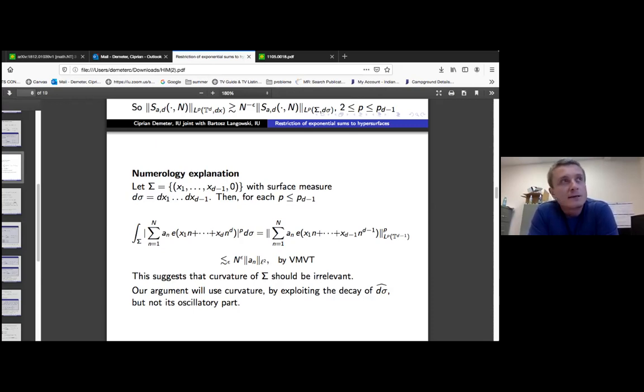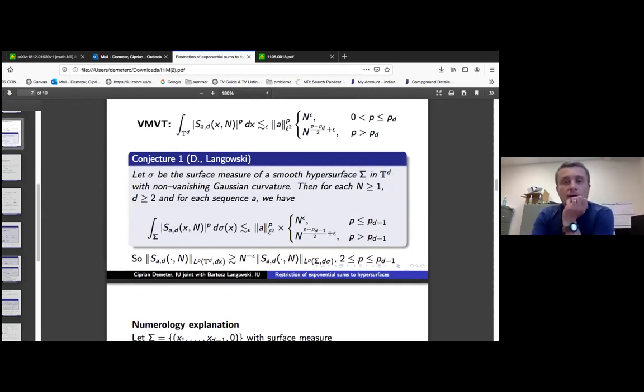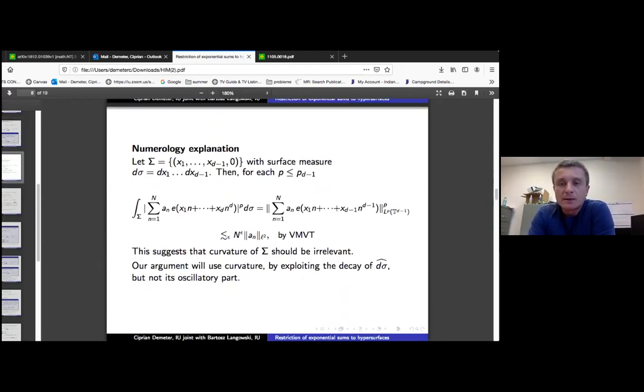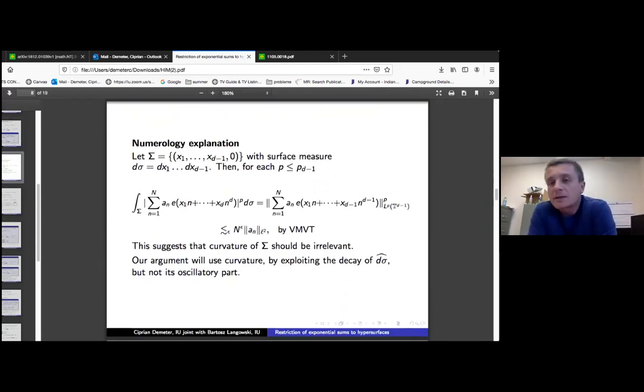So if you believe that curvature should not be relevant for this conjecture that we have proposed, then if it's applicable to all surfaces, it should be applicable to the hyperplane, and in that case it has to be pd minus 1. Maybe it's smaller than that, maybe there are additional counterexamples, but you can't go higher than pd minus 1.